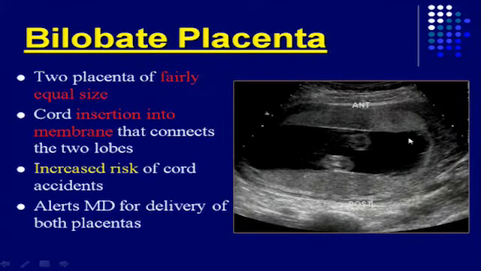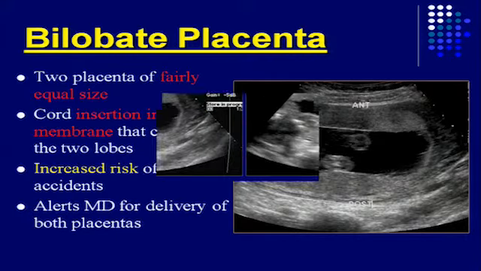Now with a true bilobate placenta, you have two placental masses that are fairly equal in size, and the cord insertion is into the middle, this little membrane between the two lobes. You have increased risk of cord accidents. And with accessory lobes and bilobate placenta, just make sure it's documented so when they deliver the placenta, they make sure they get all the parts out. Otherwise, they're going back for a retained placenta later.